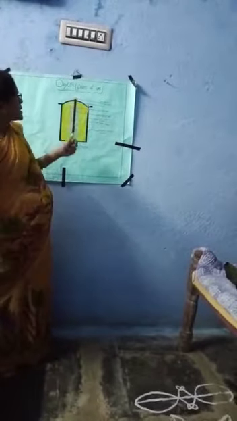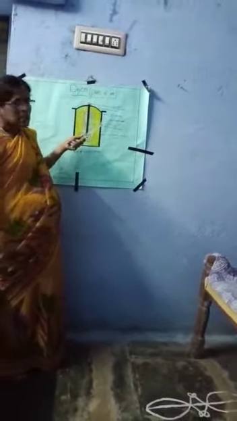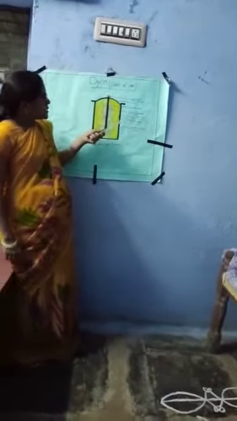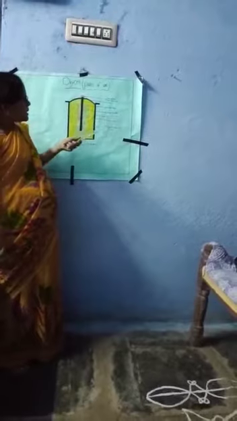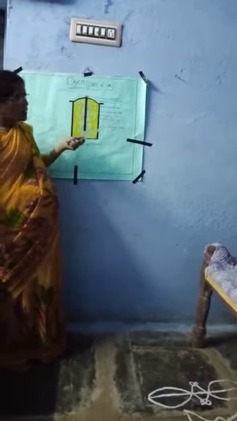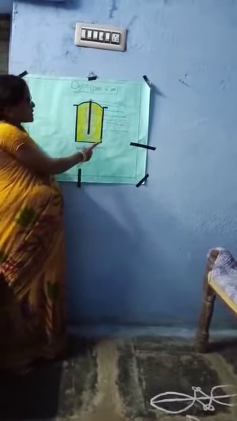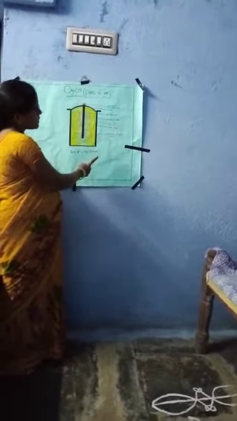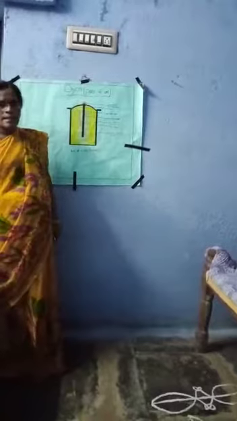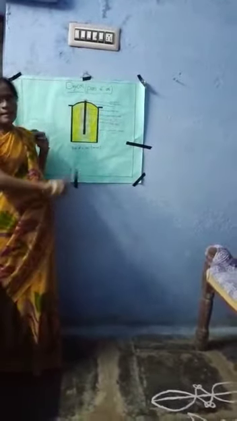How many parts in a dry cell? 7 parts in a dry cell. Number 1, metal cap. Number 2, shield. 3, carbon rod. 4, carbon powder. 5, carbon container. 6, outer cover. 7, ammonium chloride paste. Children, do you observe the dry cell diagram?